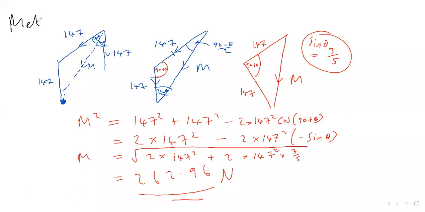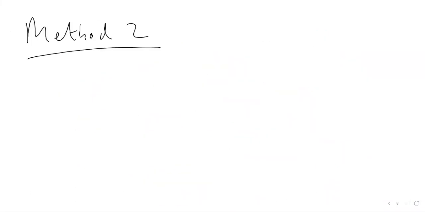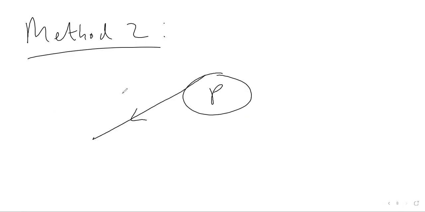So method 1, or you can use this second method, which I think is actually probably quicker. You can use this if you want to as well, if you understand it better using this method. So you got your pulley there, you got your string with your tension there, which is 147 newtons, and then you've got your string again with tension of 147 newtons there, and we want to calculate the magnitude.